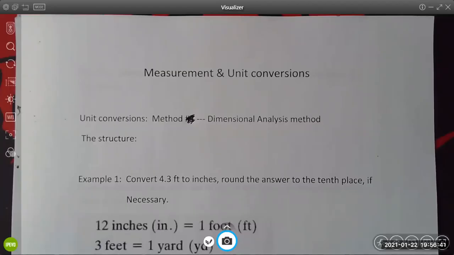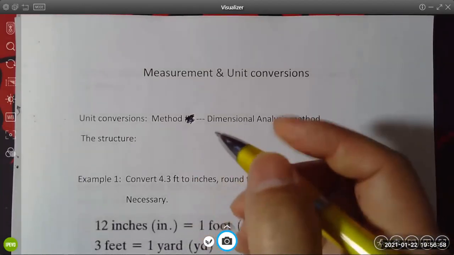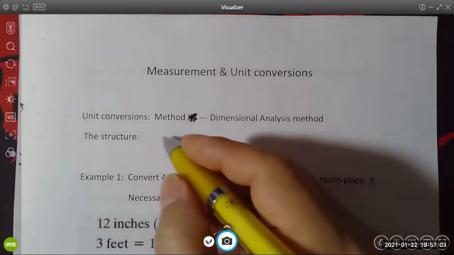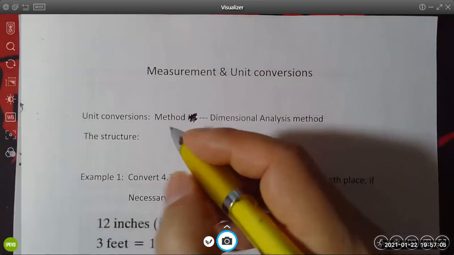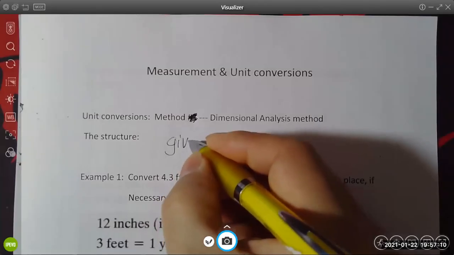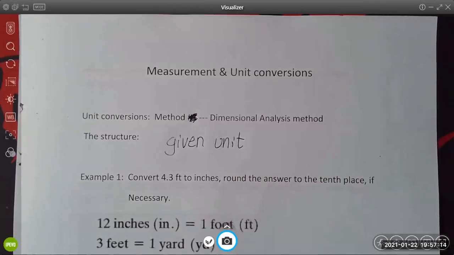So let's focus on the method. And the method we are going to do today in this video is called the dimensional analysis method. And this is a very intuitive method actually. Now let's look at the structure of this method. To use the dimensional analysis method, first you always start with the given unit. So I'm going to write down this structure. You start with given unit.